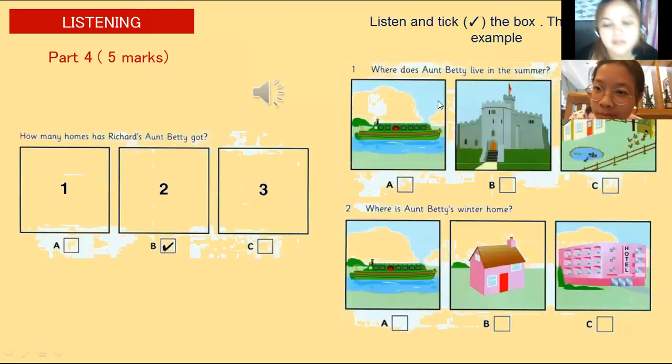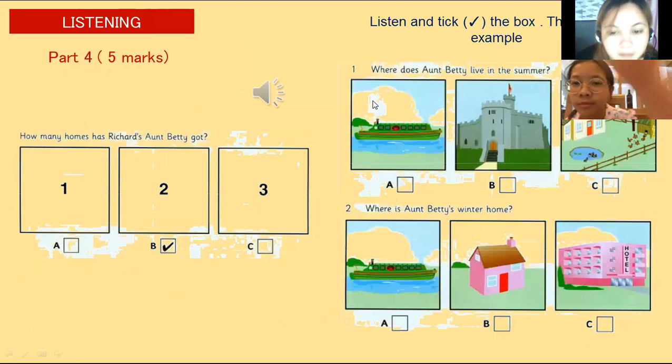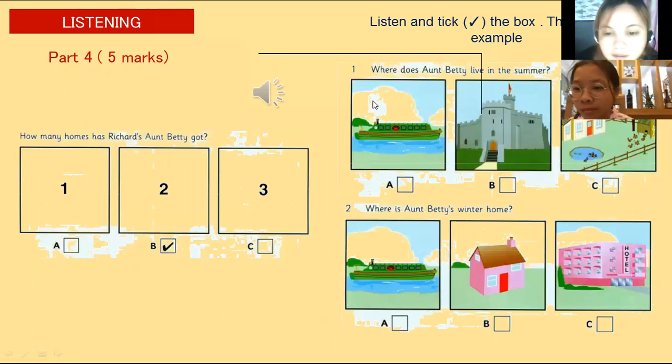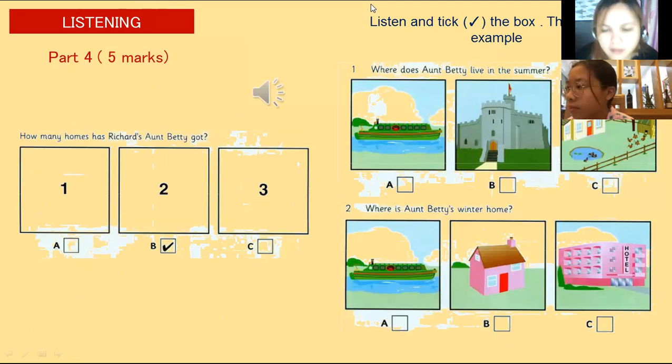Okay, now let's continue. This one is part number 4, 5 marks. Listen and tick the box. There's one example. Okay, so now, Laura, you must answer. Put a tick on the box of your answer, okay?